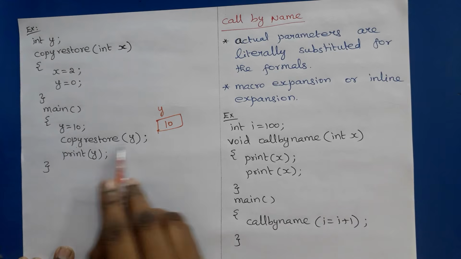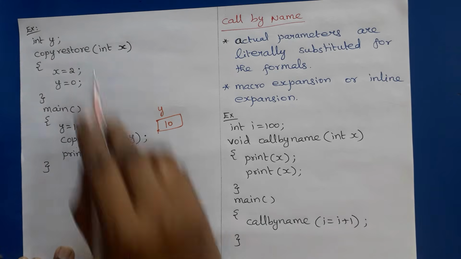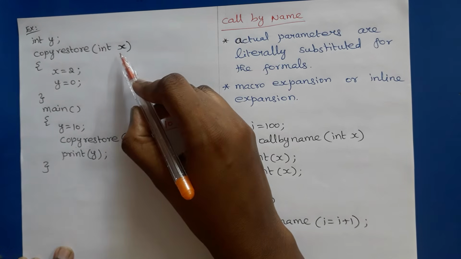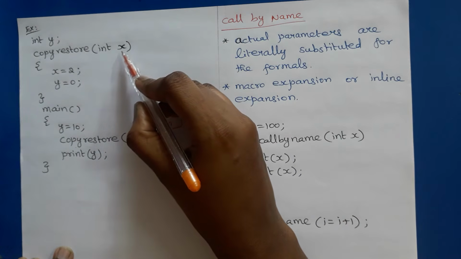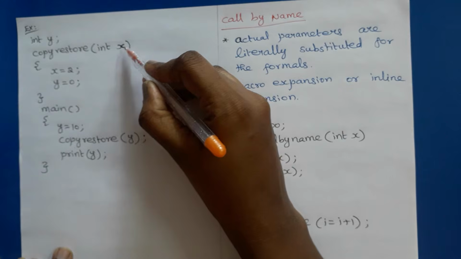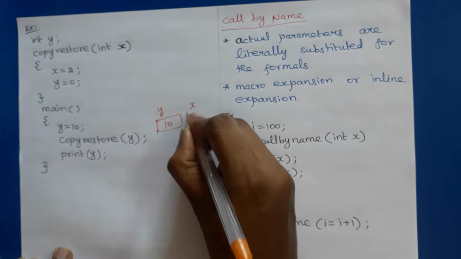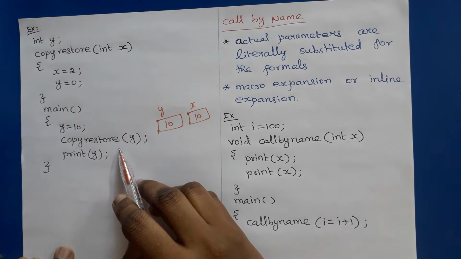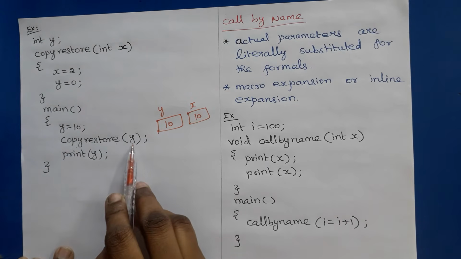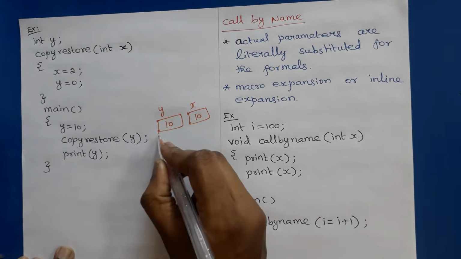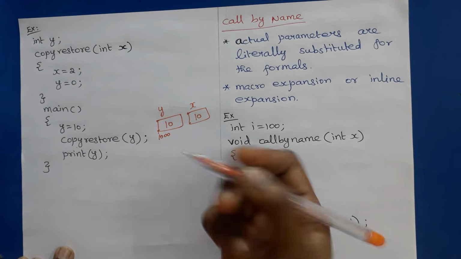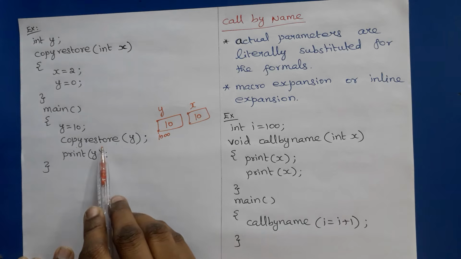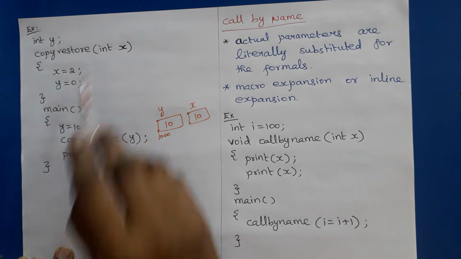So copy restore of y. So y is passed. Okay. So copy restore of y means 10 is passed to copy restore function. That is, it is copied to the formal parameter x. So x is also now 10. Before performing function call, L value of the y is also calculated. L value means its address. It may be any address. So it is also determined. After determining the address only, the function call is performed.